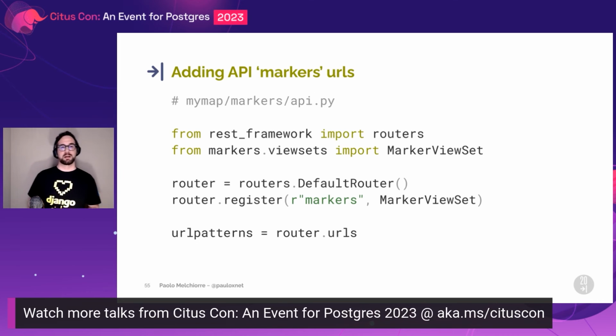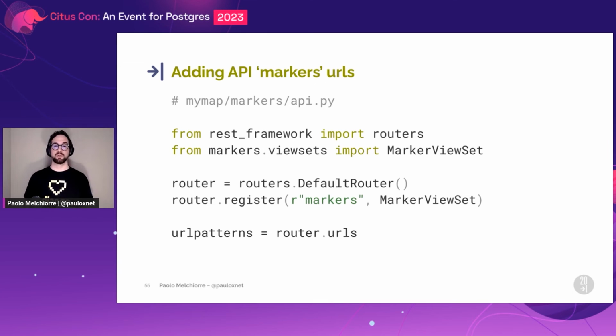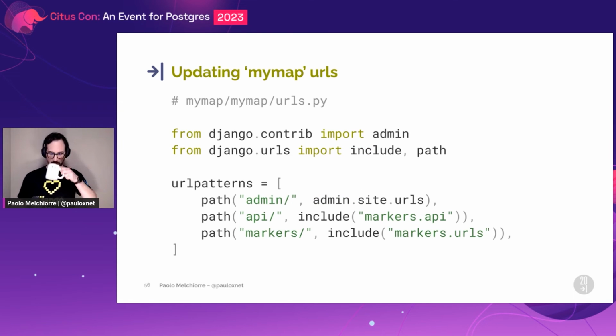In the markers application, we define the URL of our new endpoint using the Django REST Framework default router to create our map. Finally, we add to the URL definition of our project a new path for the API that includes the path just specified for our markers app.